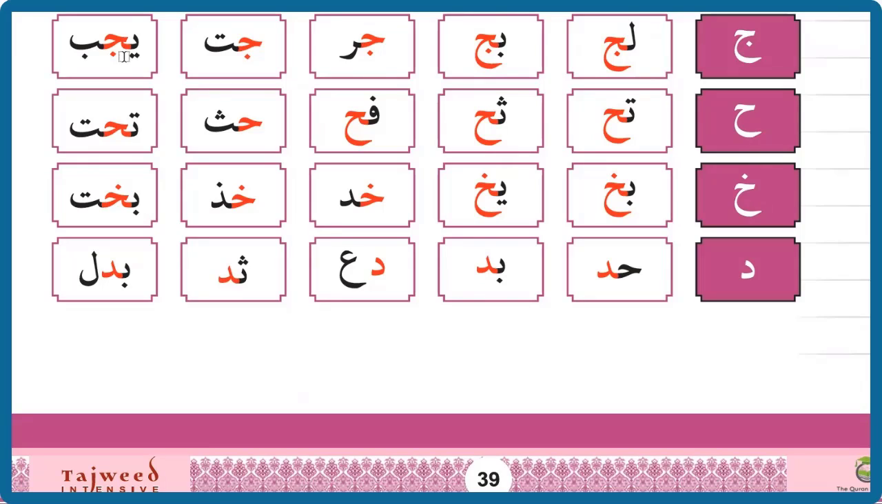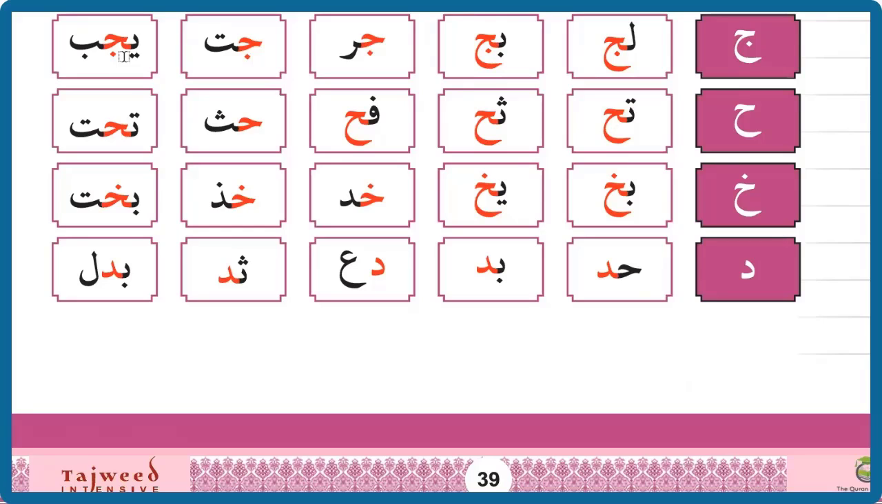So, whenever you try to focus a little bit, then you will get the idea which letter it is, inshallah, and it will be easier. Whenever we try to read again and again, then inshallah, definitely you will get the idea.